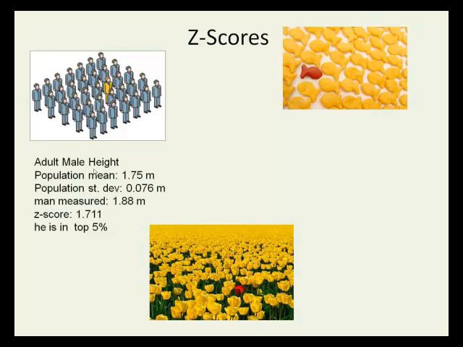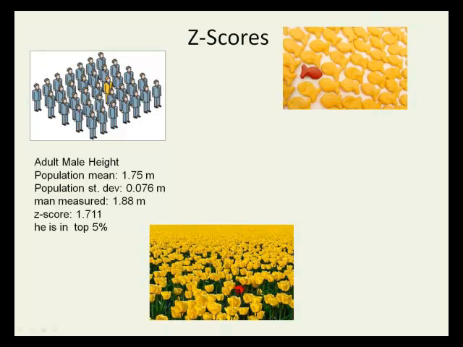So the kind of calculation you do here is this. Well, adult male height is what we're talking about. We know that the population mean is 1.75 metres. We know the population standard deviation is 0.076, so 7.6 centimetres. That measures how much variation there is from one person to the next. If you measure one particular man, and you find that they're 1.88 metres tall, clearly they're over average, but you can work out how far over average they are. How many people are going to be that tall? The Z-score comes out as 1.711. You can see how we got that in two ways.